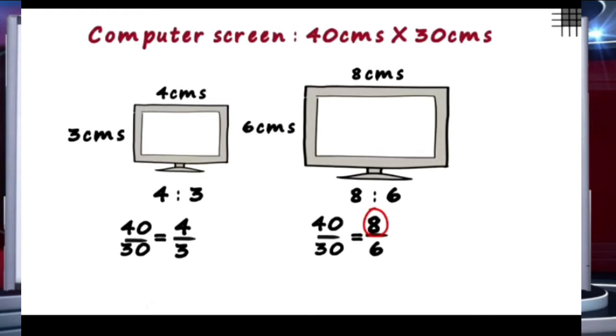So what did you notice here? What are we trying to maintain? We are trying to maintain the same ratio. The first one was 40/30, then 4/3, then 8/6. All these three ratios are equal. We just changed the numerator and denominator according to our requirement. Here we draw the smaller screen and hence we reduce the numerator and denominator proportionally. That's proportion. It is nothing but equivalent ratios.